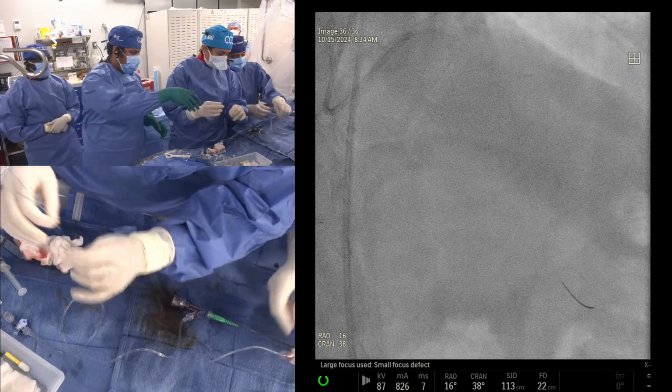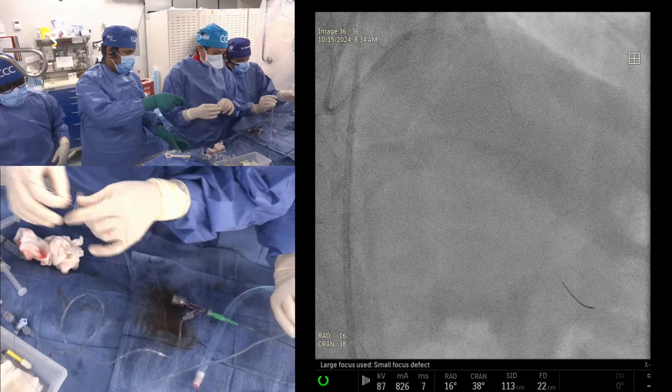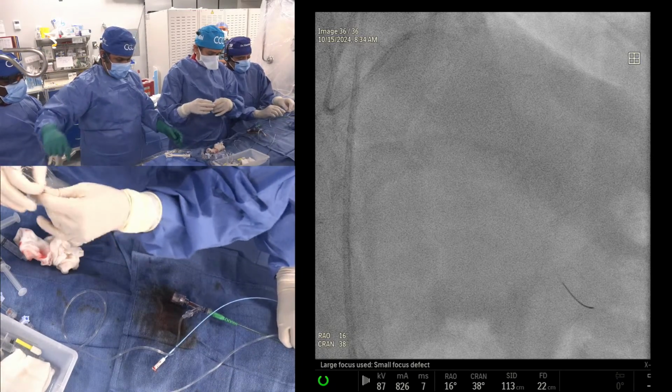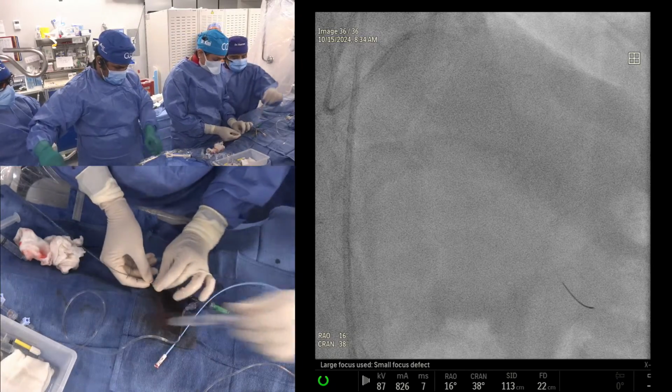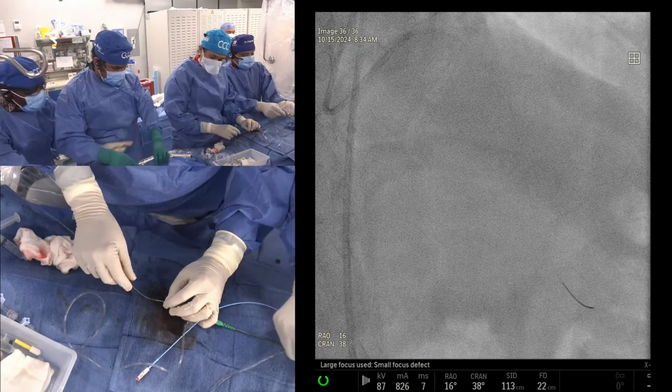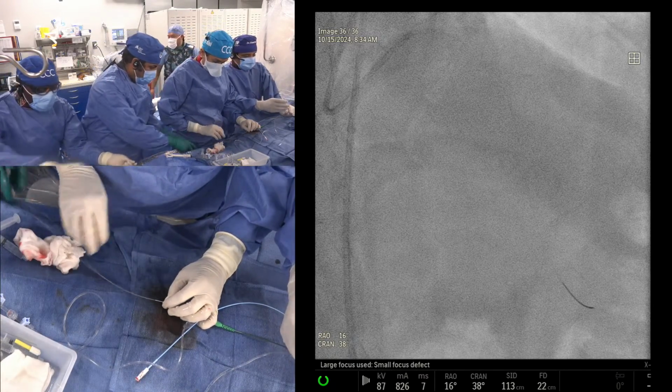Okay, we're going with IVUS. No, take the picture first. We are not taking the picture after dilatation. We're trying to say how you can save dye. How do you save dye and how do you save radiation?